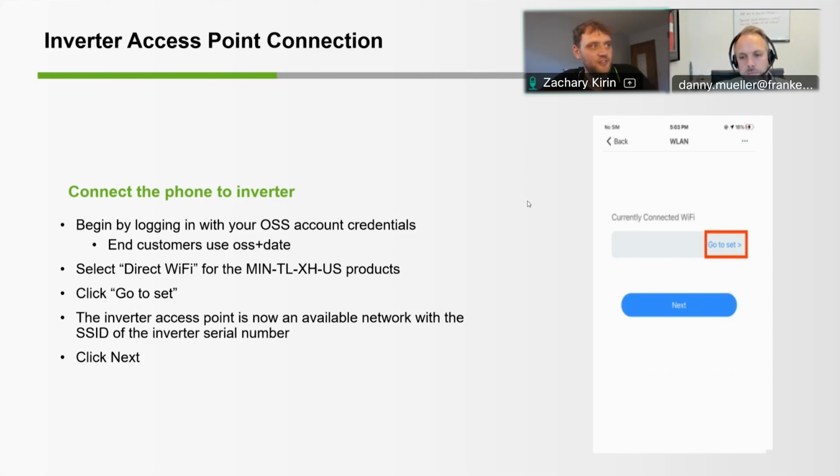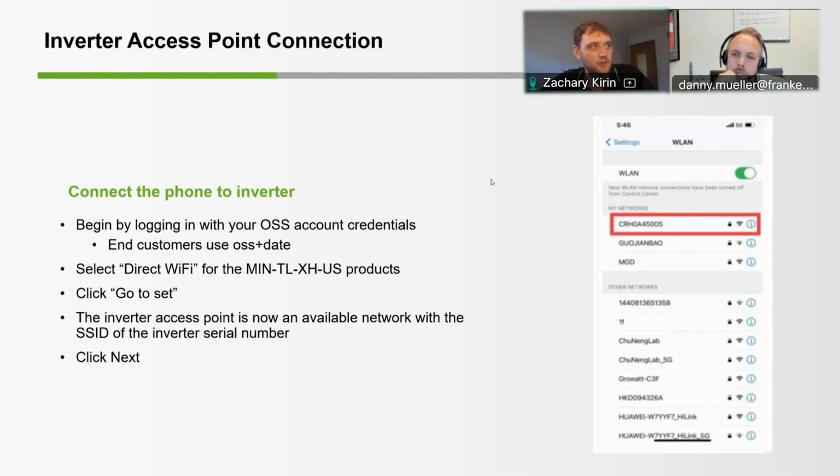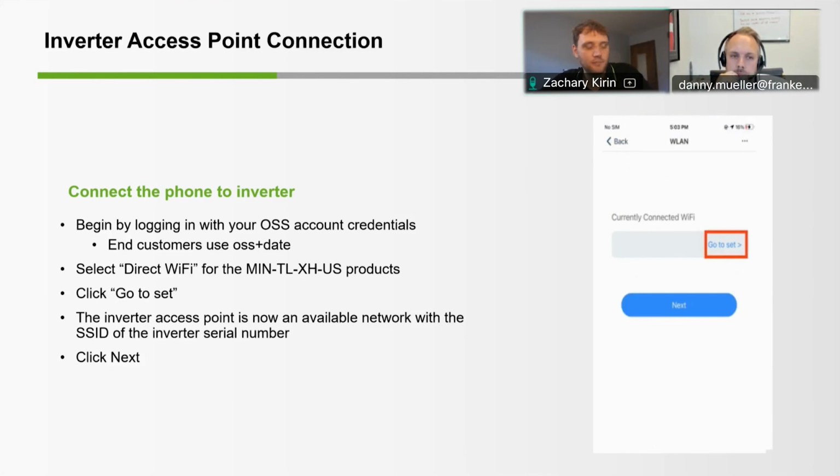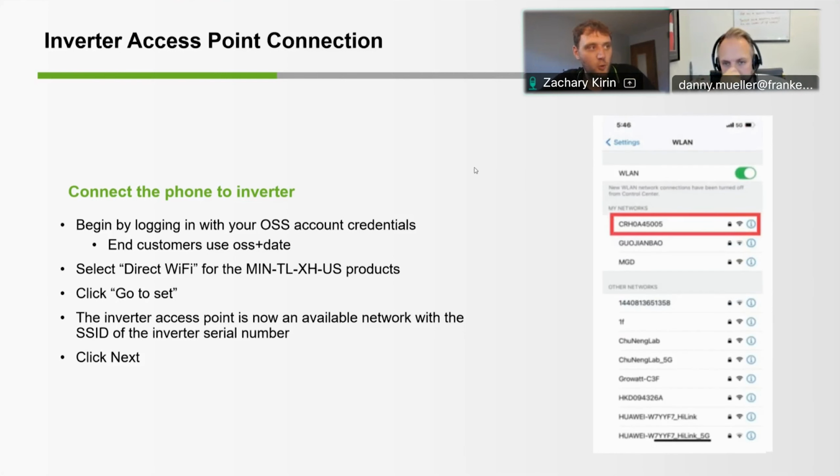Next, it'll ask you for this screen. The go to set option is the most important. We can set the Wi-Fi password, or I'm sorry, we can set the Wi-Fi. So this is going to be the inverter's Wi-Fi access point. This is the serial number of the inverter. So what's important is when we log on to this particular network, we are logging on to the inverter's network. It is sending out a Wi-Fi signal, and we are logging in with this.